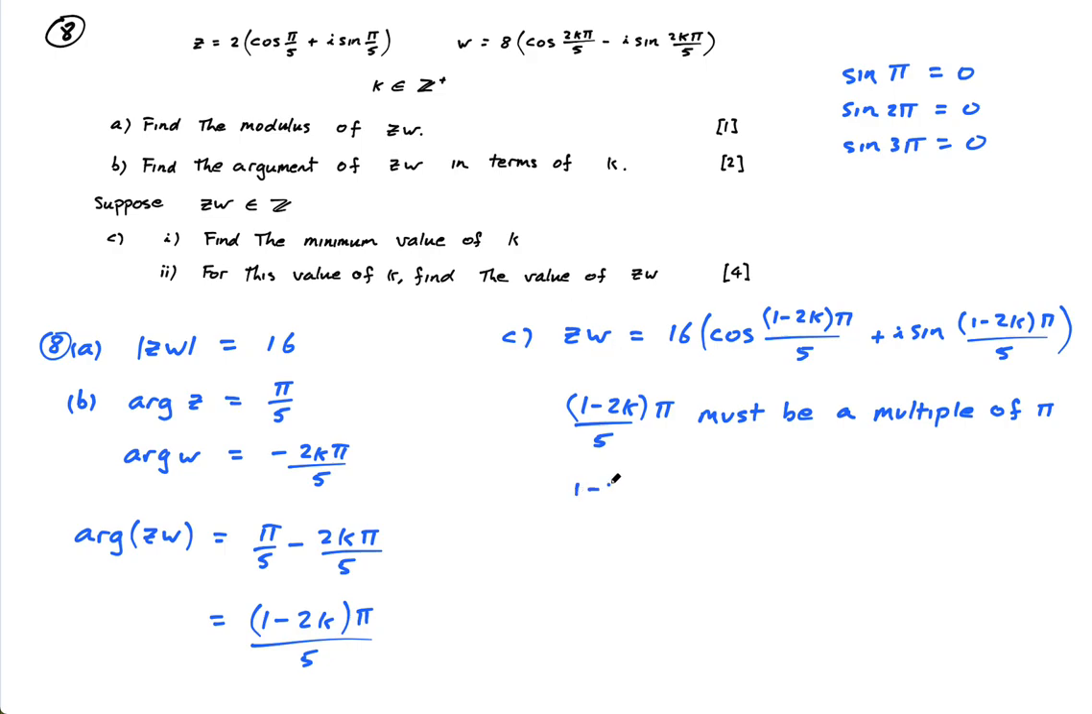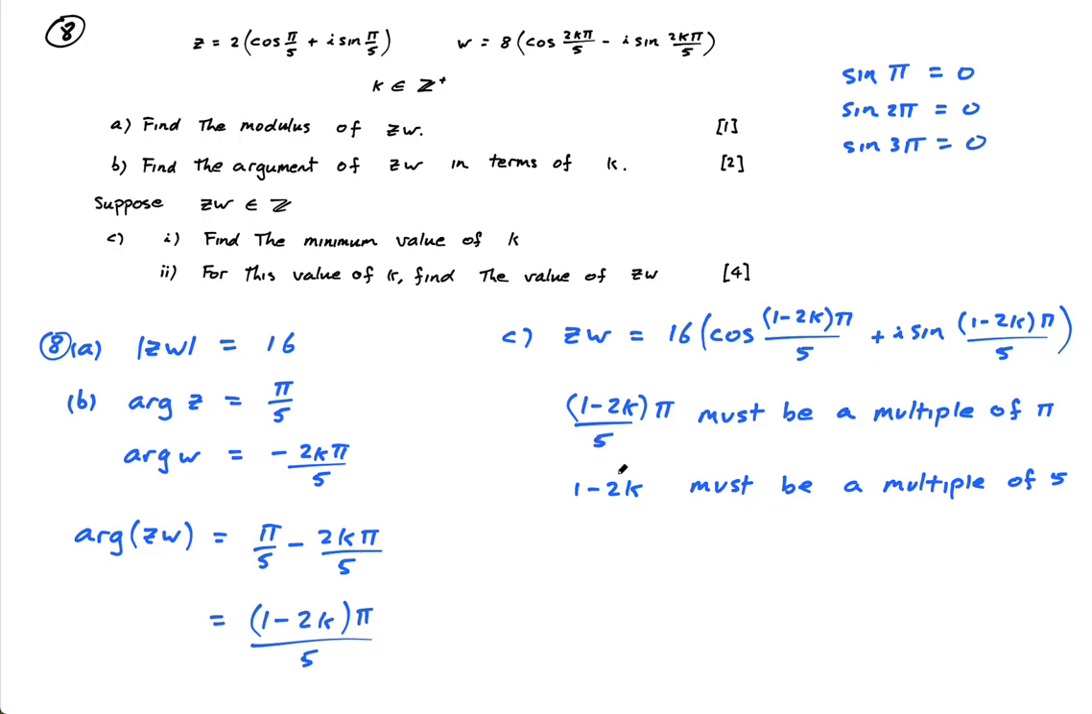How can I find the smallest value of k such that 1 minus 2k is a multiple of 5? That's the only way we can get this to be a multiple of pi. So zw can be negative, but k has to be positive. So just start putting in values of k. This is the easiest way to do this. If you put in k as 1, you get -1. Is that a multiple of 5? No. If you put in 2, you get -3.